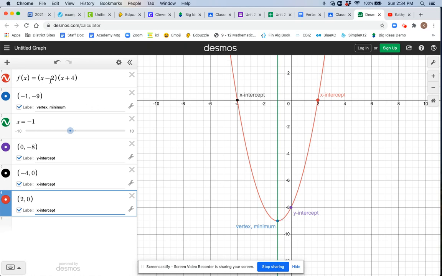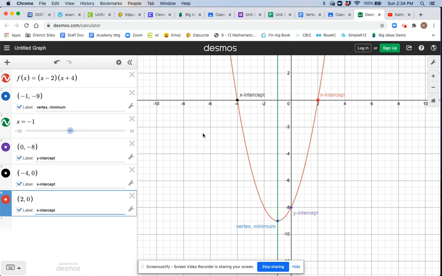Notice my x-intercepts were -4, which is the opposite of this number, and 2, which is the opposite of this number. This is why this is called intercept form, because it tells us our x-intercepts. And remember, as we've learned before, when the numbers are in parentheses like this, it's the opposite. So it would be a -4 and a +2, which is exactly what we see down here.